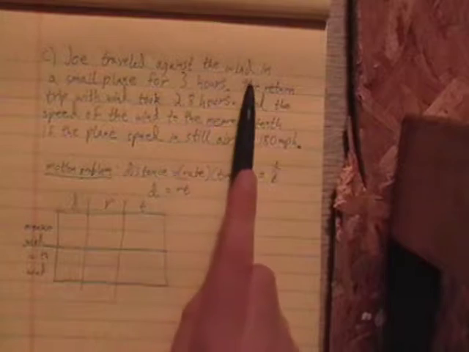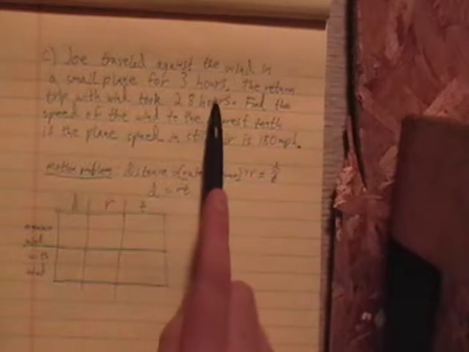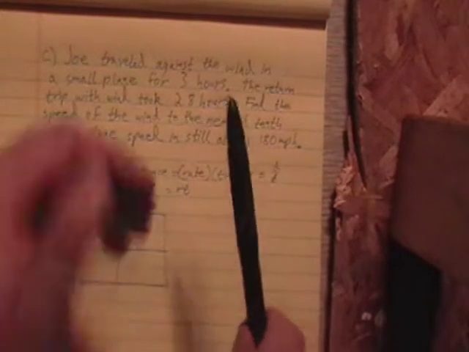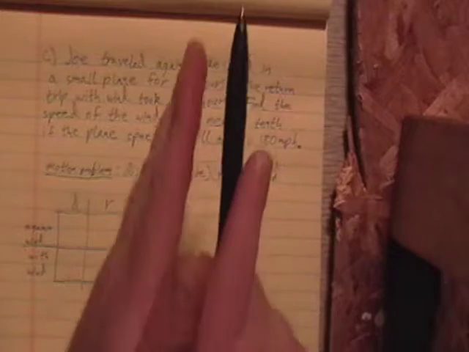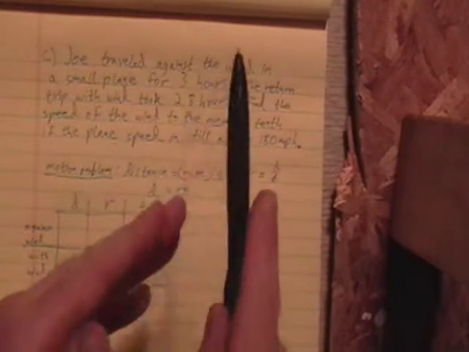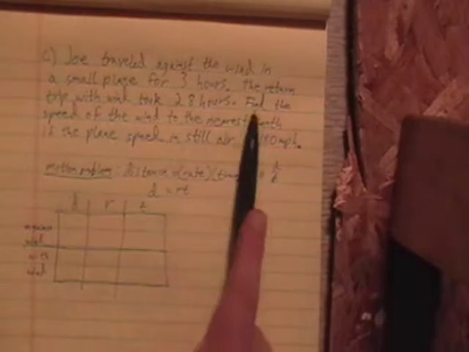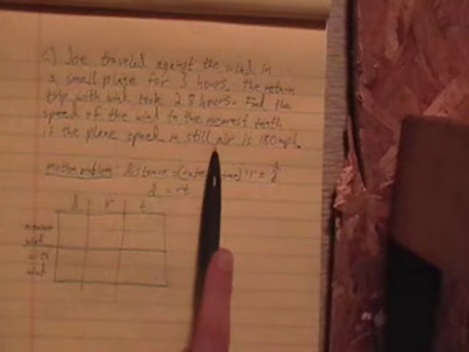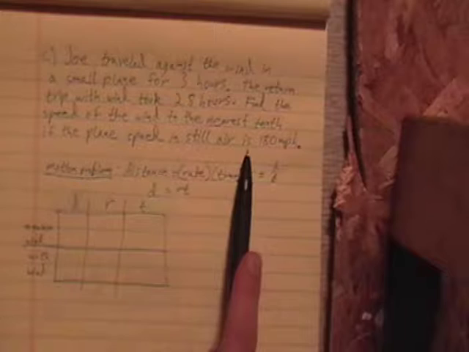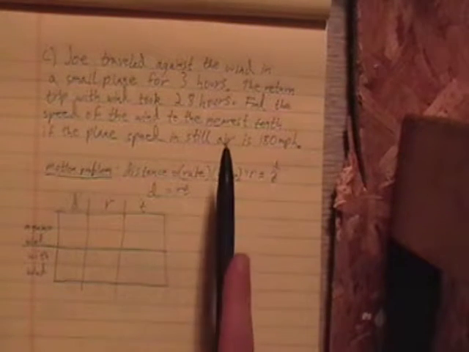So here's the problem. Joe traveled against the wind in a small plane for 3 hours. So he's flying and there's wind coming at him. The return trip with wind took 2.8 hours. So instead of flying against the wind, he's with the wind. That makes sense. He's going to get there quicker then. Find the speed of the wind to the nearest tenth if the plane speed in still air is 180 miles per hour. So if there's no wind.